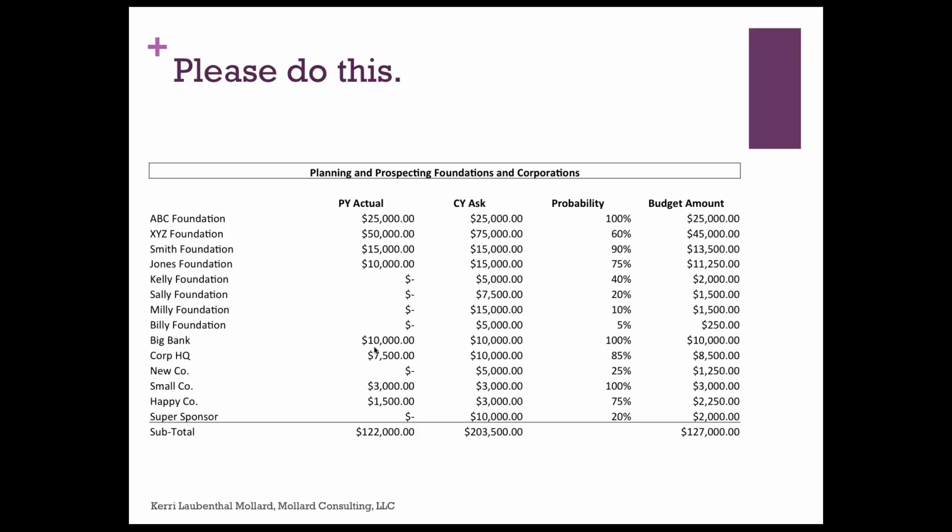So you could say to me, all right, Kerri, why do you have different probabilities in there? How did you calculate that? Well, this is what I had just said about relationship. The Kelly Foundation, I've met with them in person, and I've talked to them on the phone twice, and I feel like there's a good relationship there. That's why I think that's a 40% chance over the Sally Foundation, where I haven't had the chance to meet with them in person. Or the Happy Company down toward the bottom. Why do I think I have a 75% chance of getting that request from the Happy Company? Well, because someone who works at the Happy Company sits on my board.